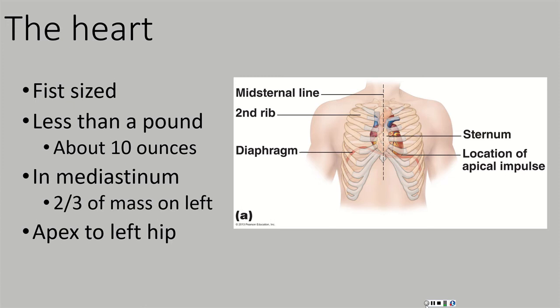And the heart is smack in the middle of the chest, right behind the sternum, that hard bone in the middle of your chest. But about 2/3 of the mass of the heart is on the left side. We'll talk about that more in just a little bit. Because of that mass difference on the right and on the left, the heart curves a little bit. You can see it here in the picture, and it comes to a point right here. This point is called the apex. And the apex points roughly towards the left hip.